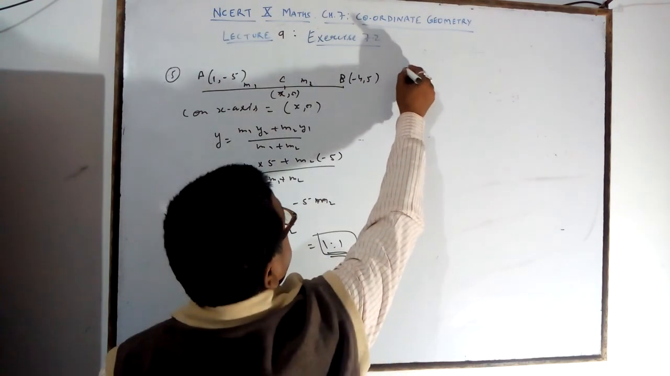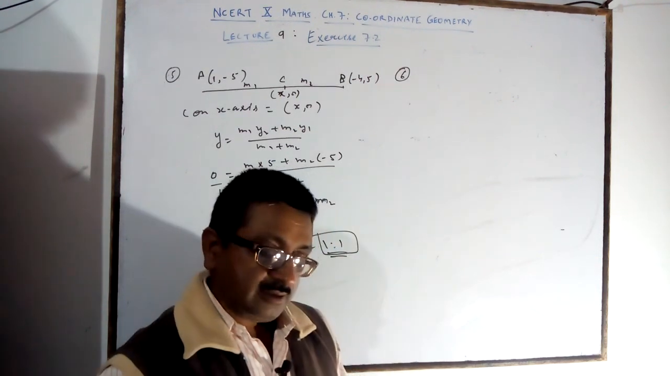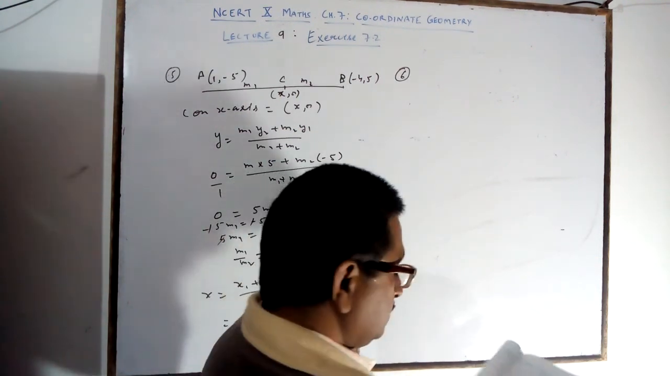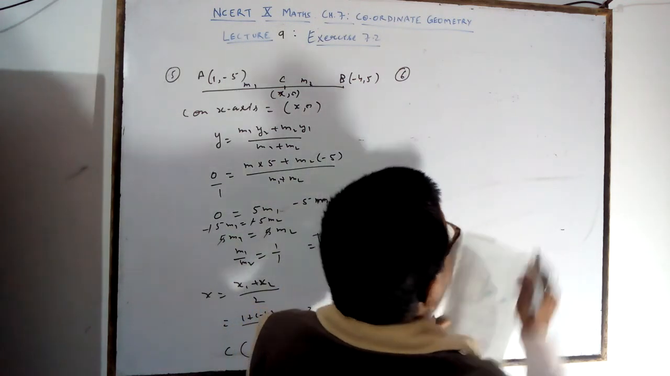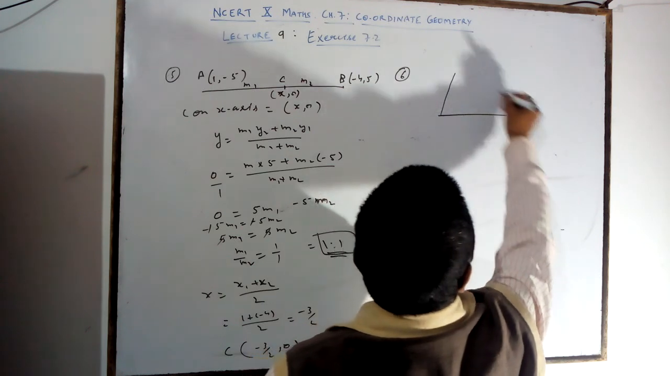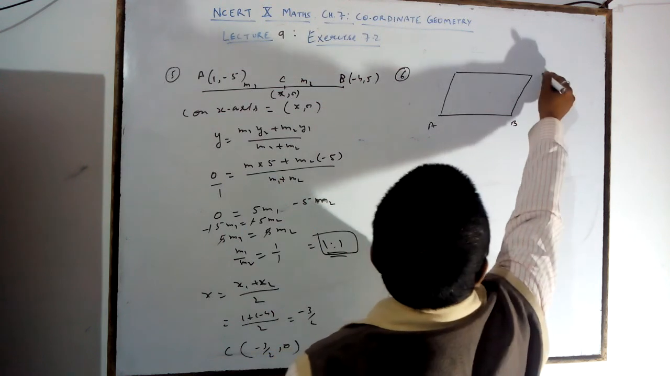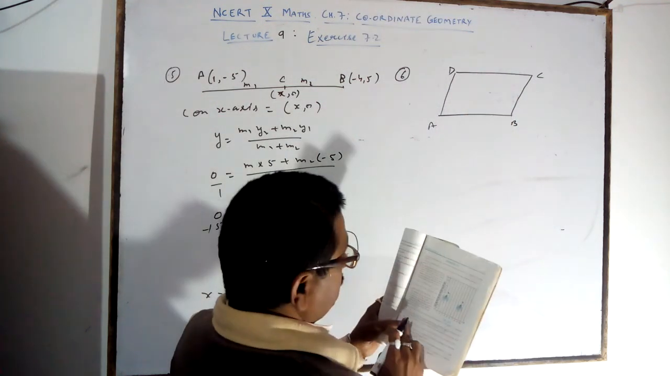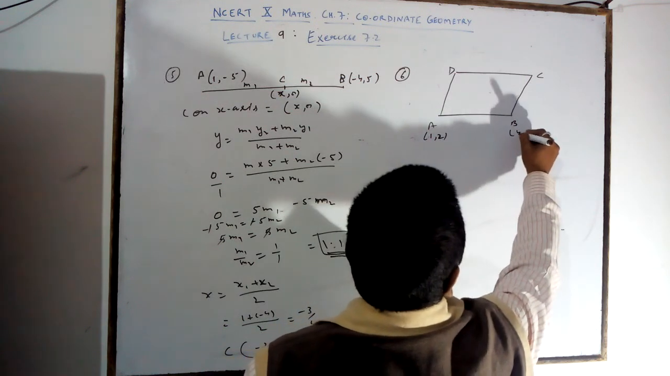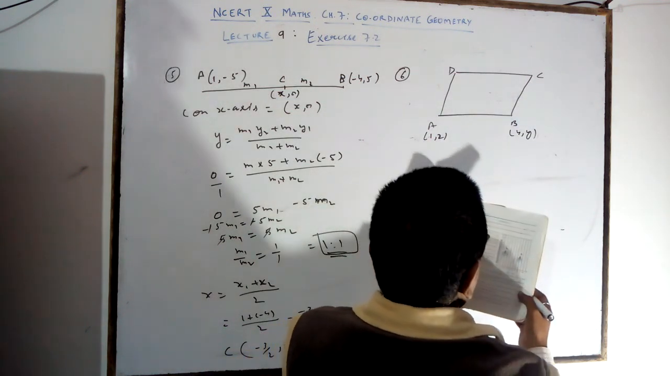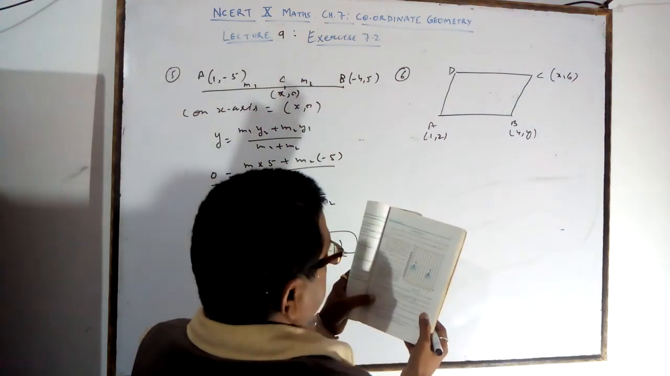Question number 6. If (1, 2), (4, y), (x, 6), (3, 5) are the vertices of a parallelogram, I have told you, draw the parallelogram, it is easy to find out. A is (1, 2), B is (4, y), C is (x, 6), and D is given (3, 5).